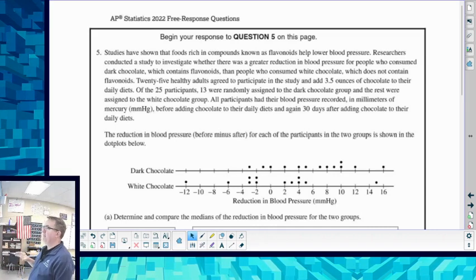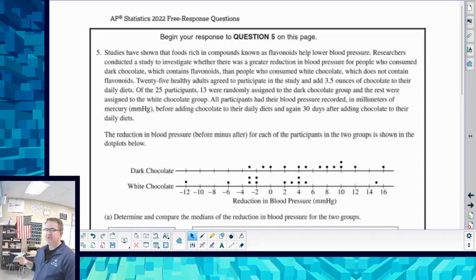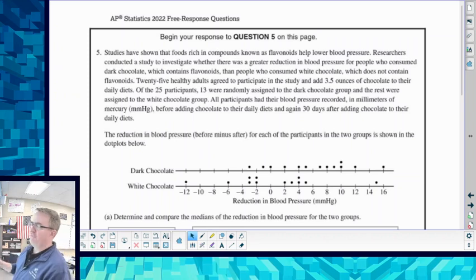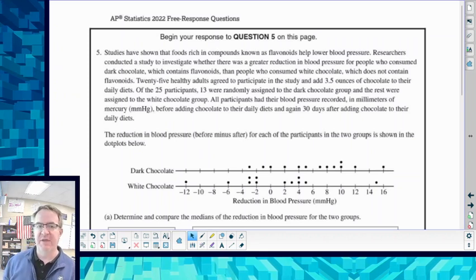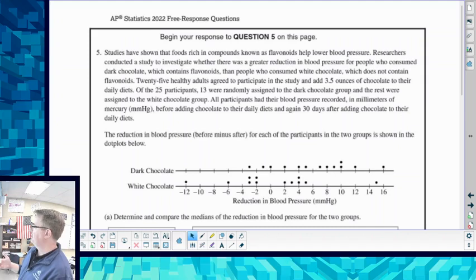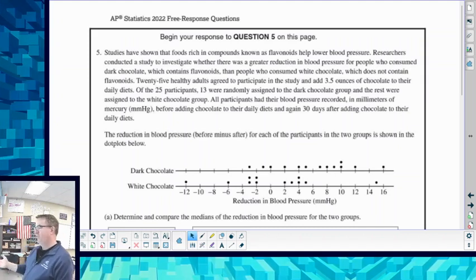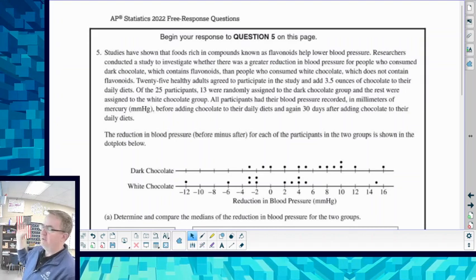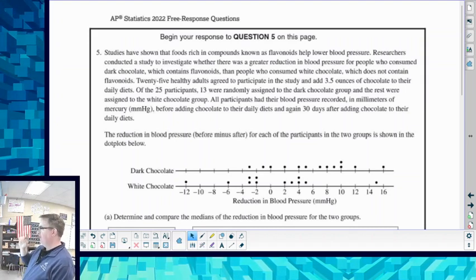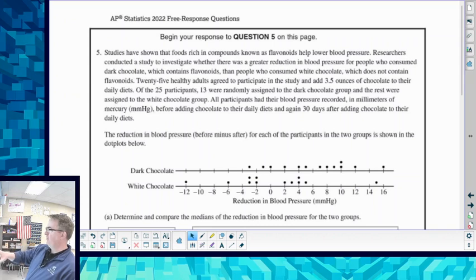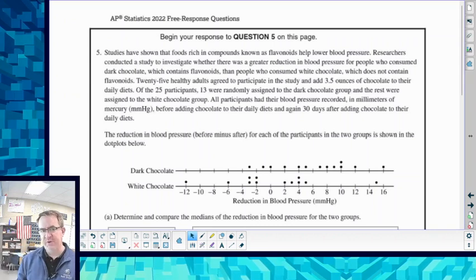They're talking about flavonoids that can help lower blood pressure, and different foods have them. They discovered that dark chocolate has them, white chocolate doesn't. So they have 25 participants, 13 in the dark chocolate group, 12 in the other one. They're eating some chocolate every day, and they check their blood pressure before they start and then after.